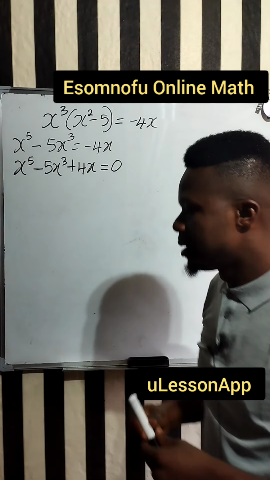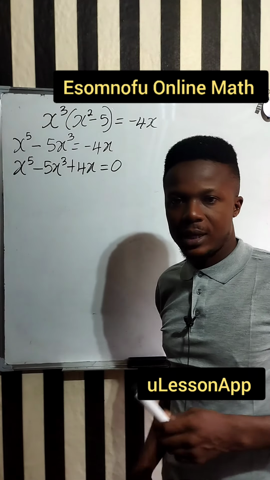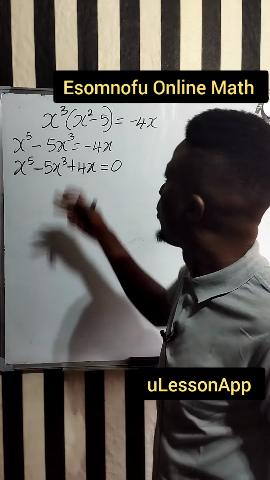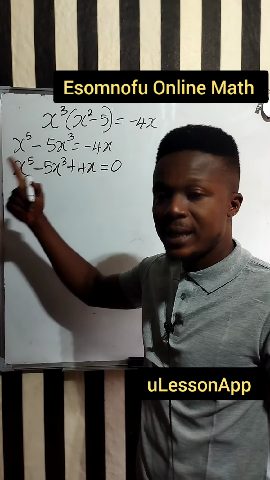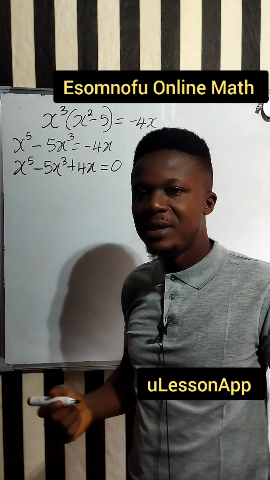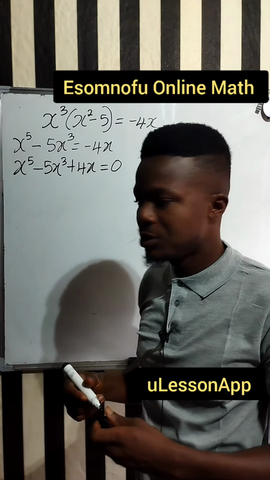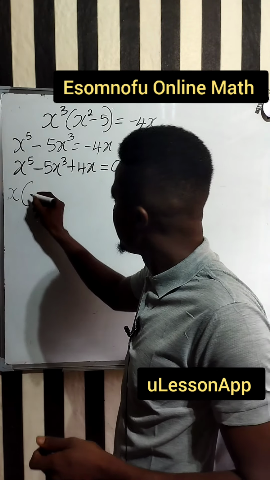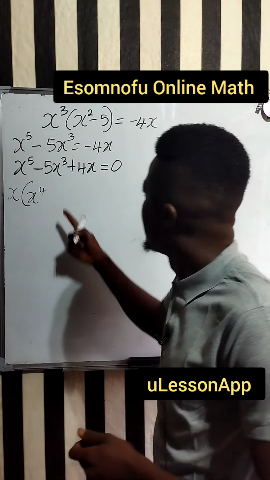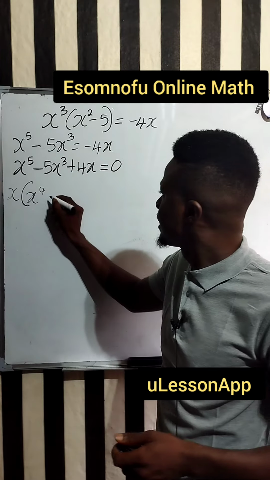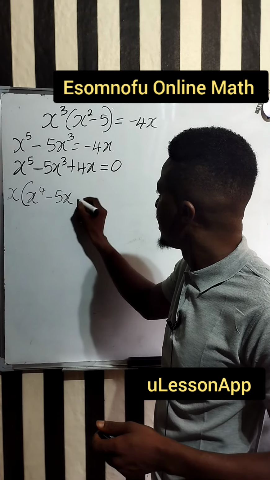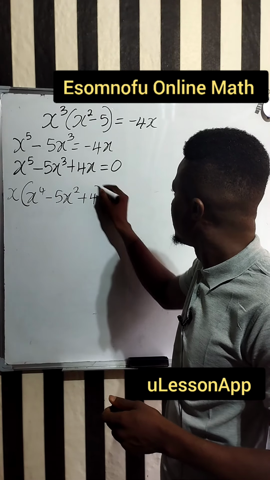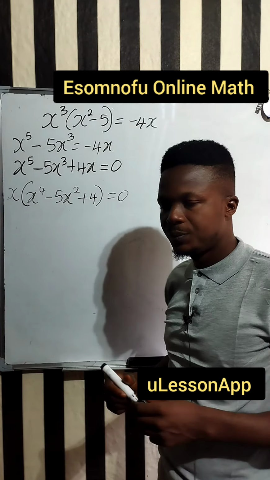Now looking at all these terms at the left hand side, you see that they all contain x, so you can decide to factor out x. This is the Quintic equation because it has the highest power of the unknown to be 5. That means this equation must have 5 solutions. So if I factor out x here, I will have x to the power of 4, minus 5x cubed divided by x is minus 5x squared, and 4x divided by x will just give us plus 4, everything equal to 0.